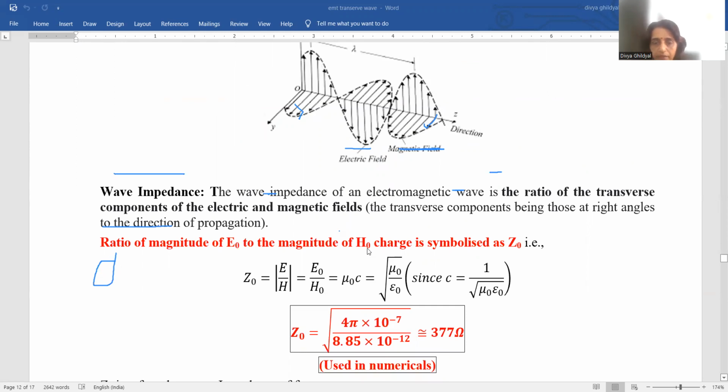Lastly, the wave impedance of an electromagnetic wave is the ratio of the transverse components of your electric and magnetic fields. The transverse components are those that are at right angles to the direction of propagation. So Z is E naught by H naught equal to μ naught c, which is under root μ naught by ε naught. This is just one derivation which you will be requiring for numericals.